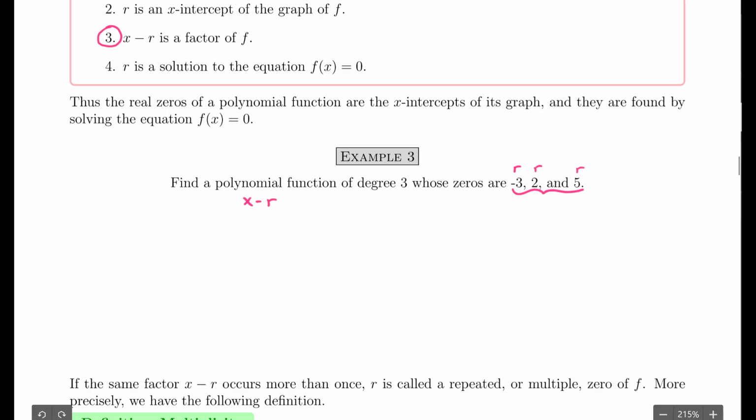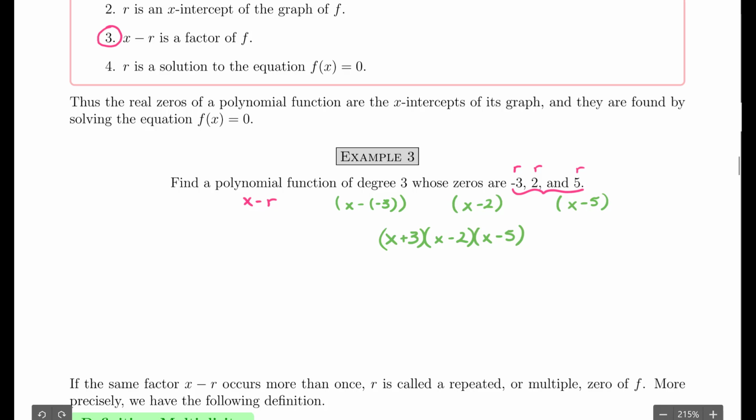So we can establish all three factors really quickly. The first one is x minus -3. The second one is x minus 2. And the third one is x minus 5. So what we get there is x plus 3, x minus 2, and x minus 5. These are all factors of the polynomial that we're not sure what polynomial it may be, but we can actually multiply these factors together now to generate a polynomial that has those zeros.